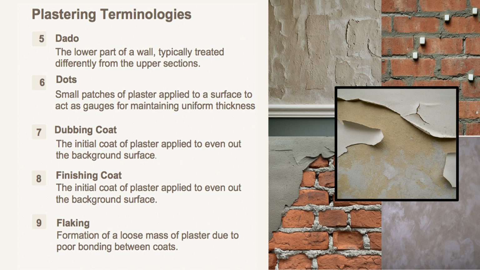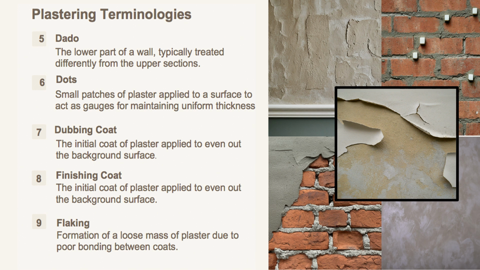Dubbing coat. This is done before the main plaster goes on, and any hollow spaces in the wall get filled up with a dubbing coat to ensure a solid base. Next, at the 8th position, we have finishing coat. The very last layer of plaster is known as a finishing coat, also called a setting coat or skimming coat. It is what gives a surface that smooth final touch.